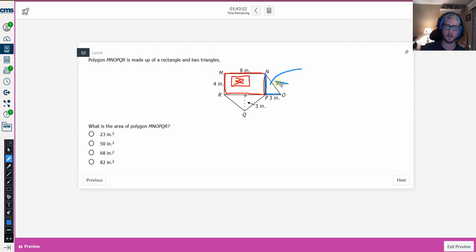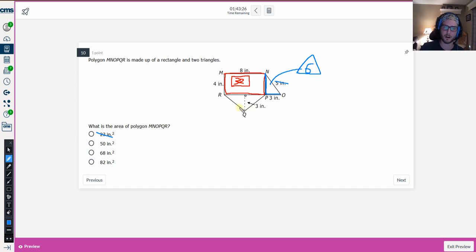So, for our triangle, we do base times height, 3 times 4, divided by 2, which gives me 6 for this triangle. So we have 32 inches for the rectangle, 6 inches for the triangle. Keep in mind, you can already cross out this answer choice over here. That answer choice is 23, which is already too small.